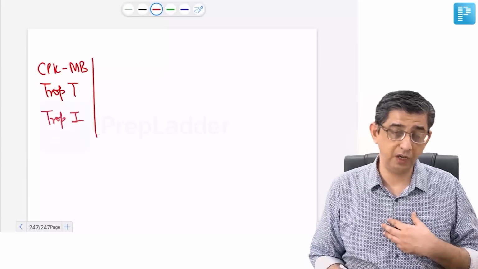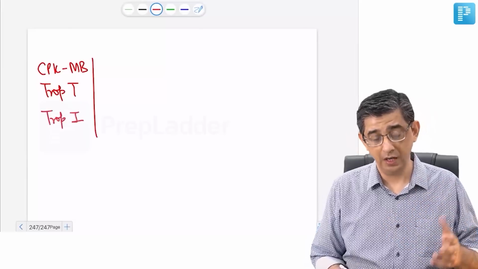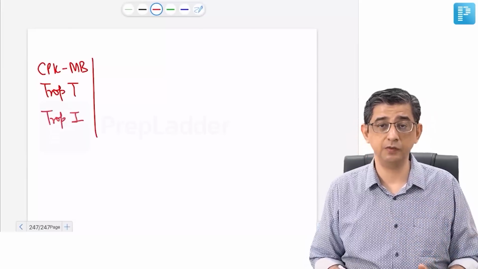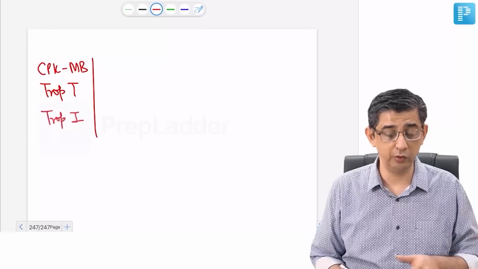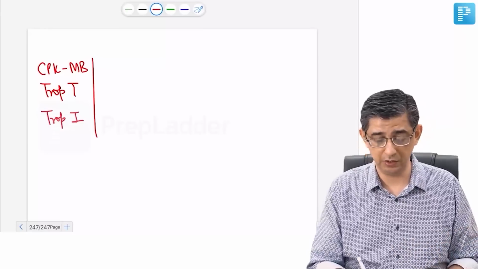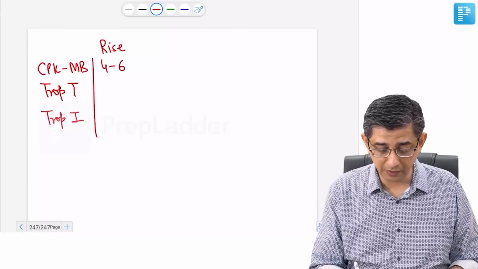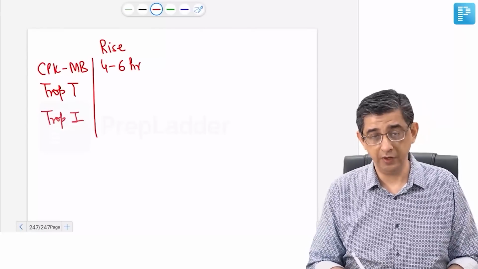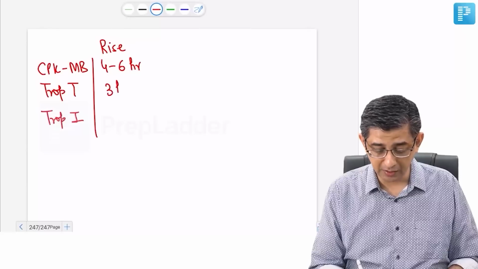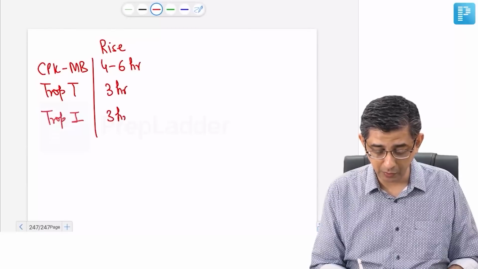CPK-MB was the answer when I was a student at your age. They used to ask what is the best test for identification of myocardial infarction. We used to answer CPK-MB gross elevations. The problem is that CPK-MB will rise, but the rise might take as much as 4 to 6 hours. Whereas when it comes to troponins, the rise will occur relatively earlier, that is about 3 hours.